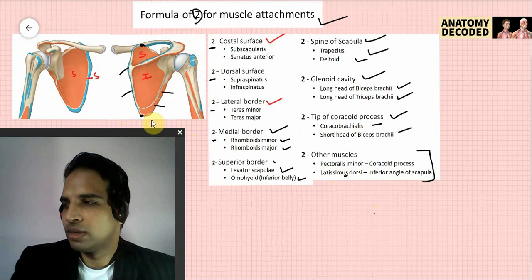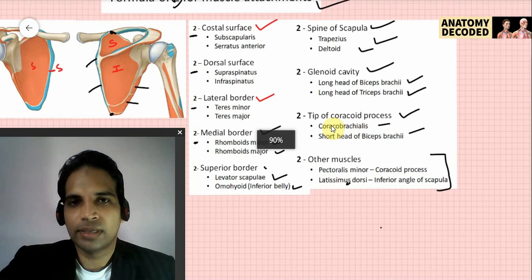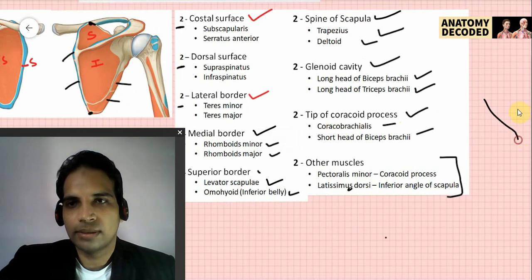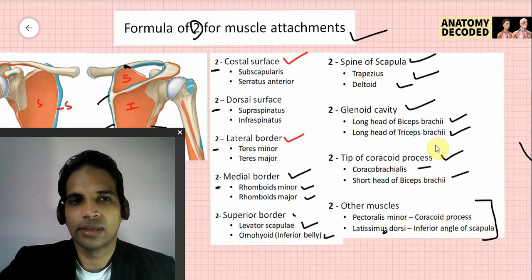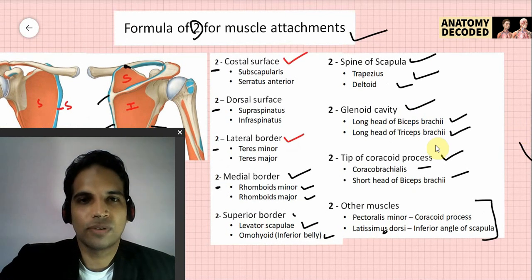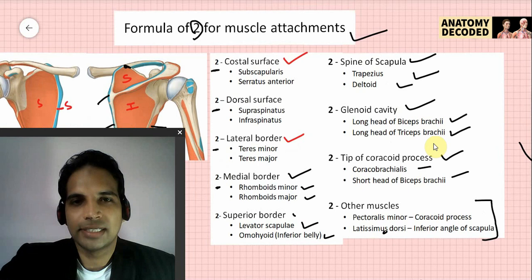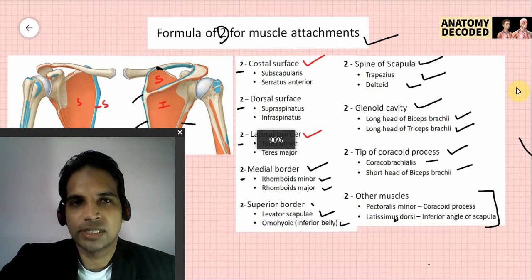So that's how we can easily remember all the muscle attachments of the scapula. You can just take a screenshot of this screen so that it becomes easy to revise during exams. So these are all the muscle attachments of the scapula.